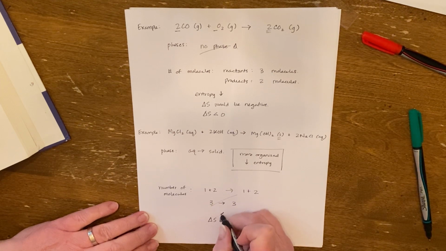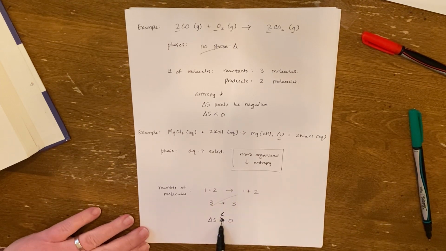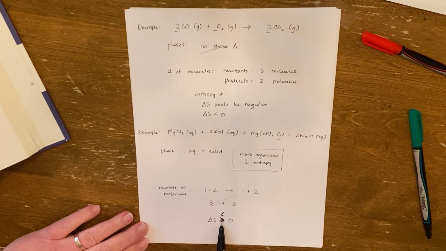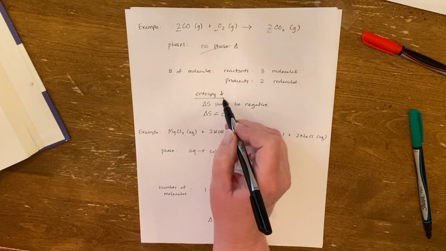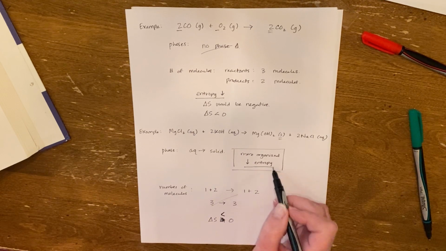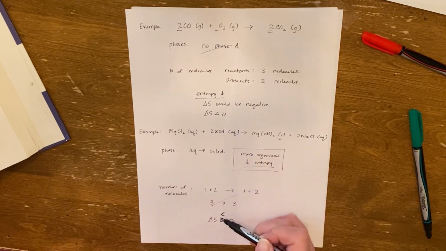My change in entropy again is less than 0 because my final entropy, hold on. Yes, my final entropy, I'm more organized than what I started with. So in both of these cases, my entropy's going down, which means my change in entropy will be less than 0.